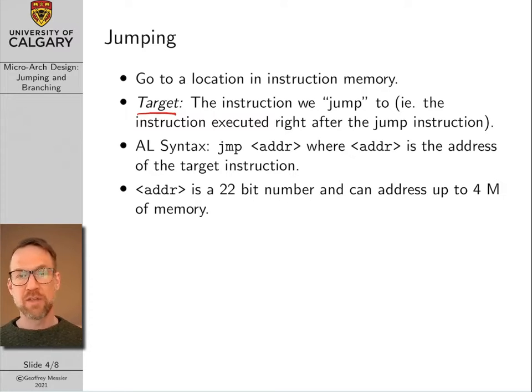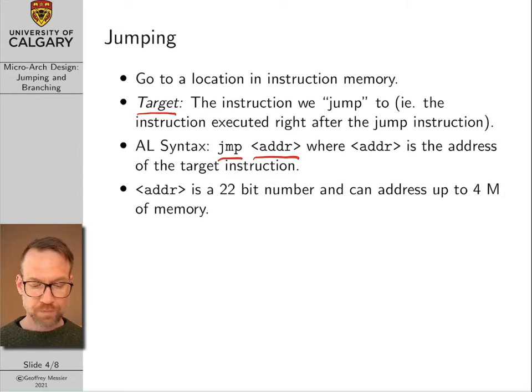And there is actually an assembly language command called jump. The syntax for the assembly language command is JMP, and then we provide an address. This address is the address in instruction memory that we want to jump to, or the address of our target instruction. The address is a 22-bit number, and so we can address up to 4 megabytes of memory, which is basically anywhere in the device that we're using in this class.